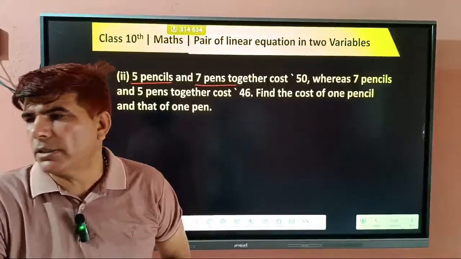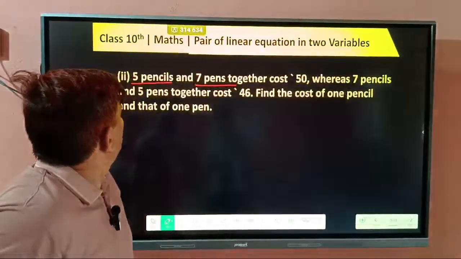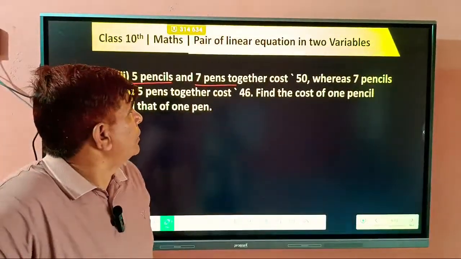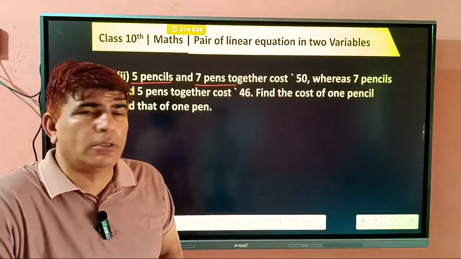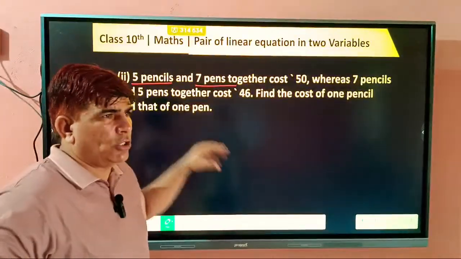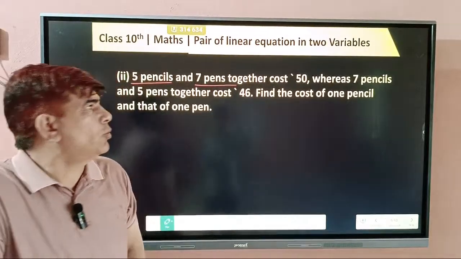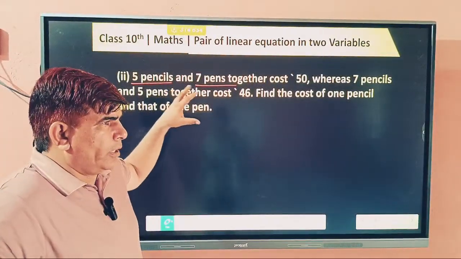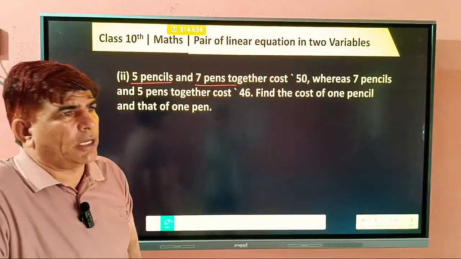Next part of this exercise. Which exercise? 3.1, Pair of linear equations in two variables. This question, yesterday also we solved it. Roughly I told you the idea. Today I can tell once again.